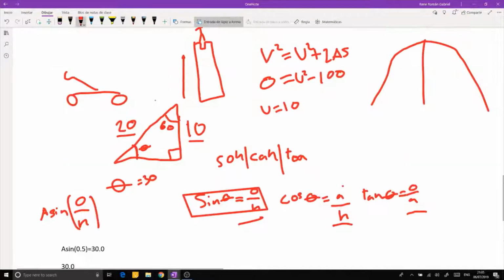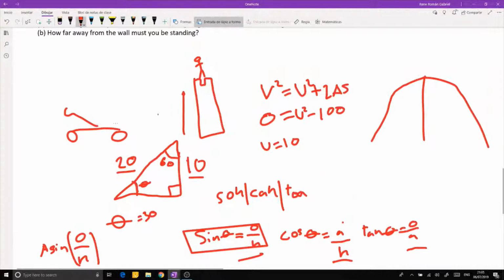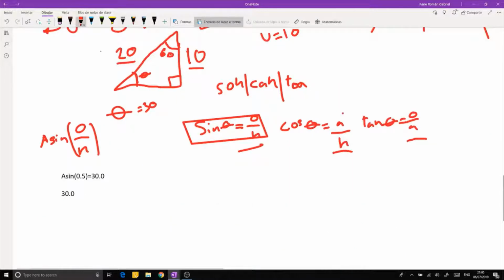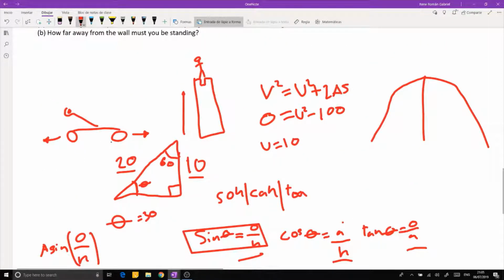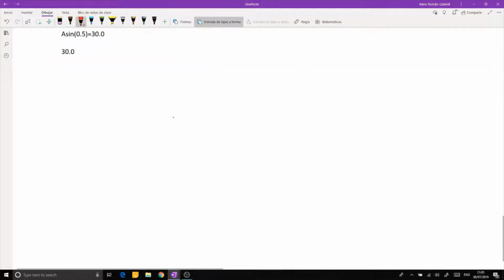So now they ask us how far away from the wall must you be standing. So this is basically how much would he have to move the catapult to either side to hit it just perfectly. We would have to calculate this with our angles, and they would calculate by doing the range. So let me just draw it a bit cleaner here. Our catapult or wall.